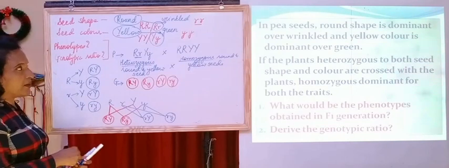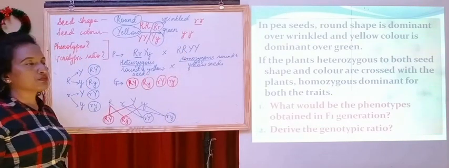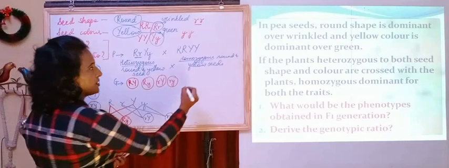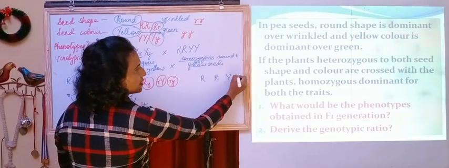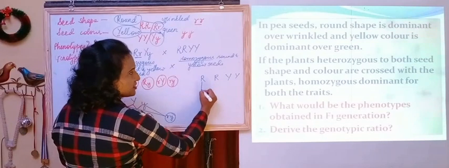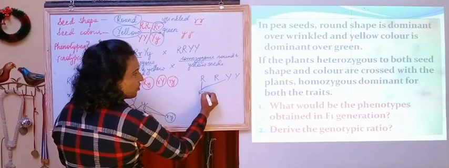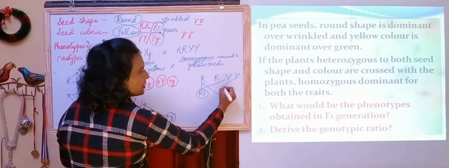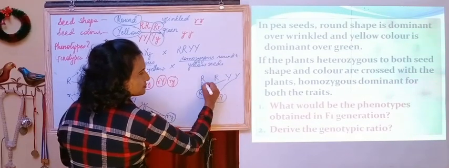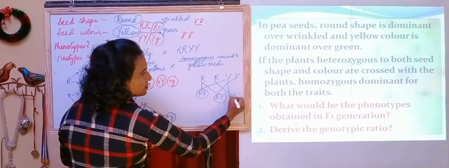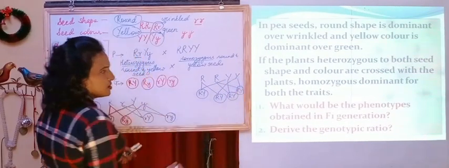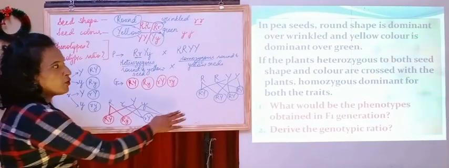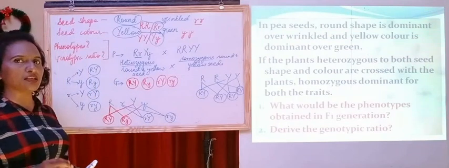So, what are the gametes that will be formed from the other parent? Again, I will segregate: capital R, capital Y, capital R, capital Y. So, if we see here, I will get all similar type of gametes, that is capital R and capital Y. So, all the 4 gametes I have got, but all are of a similar kind.